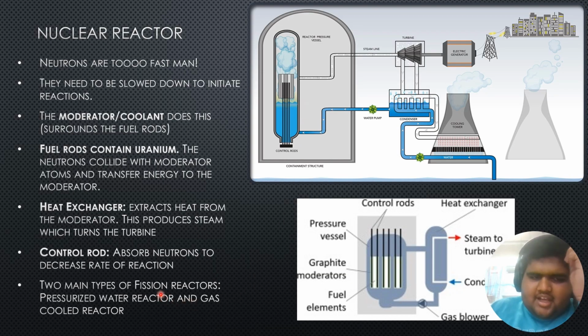So there are two main types of fission reactors: a pressurized water reactor, the one we just looked at, and a gas-cooled reactor. The main difference is that you have your water as the moderator in a pressurized water reactor, and in a gas reactor you have graphite generally as a moderator and gas as your coolant.